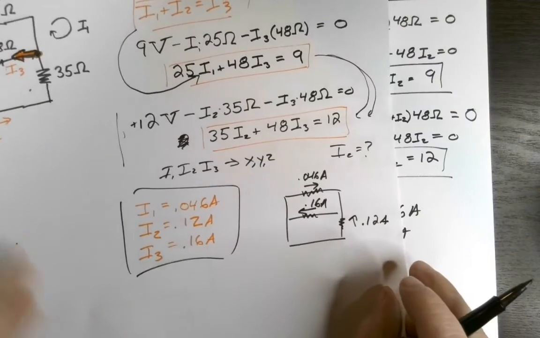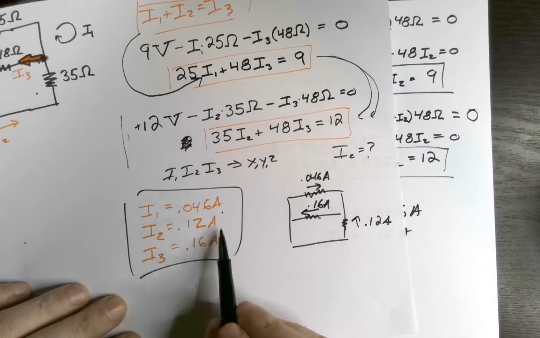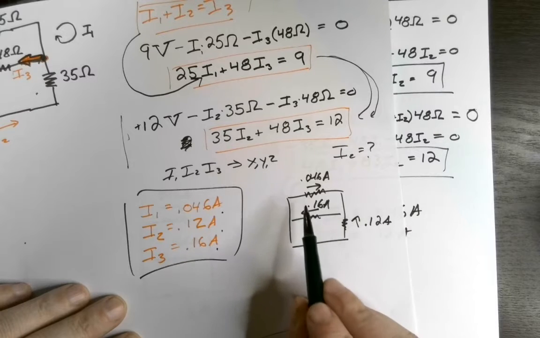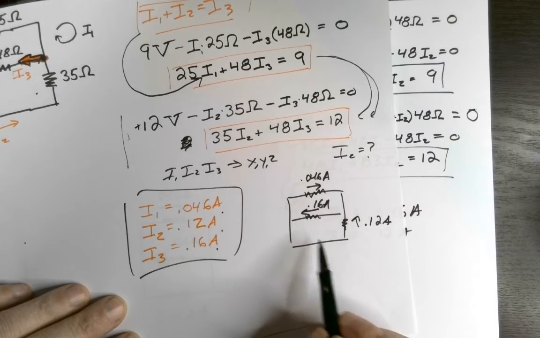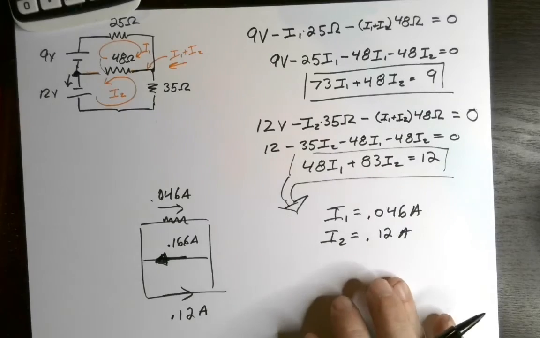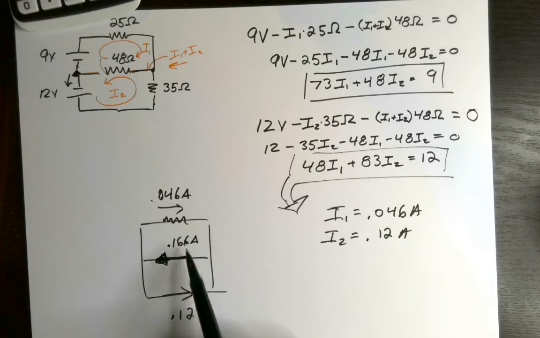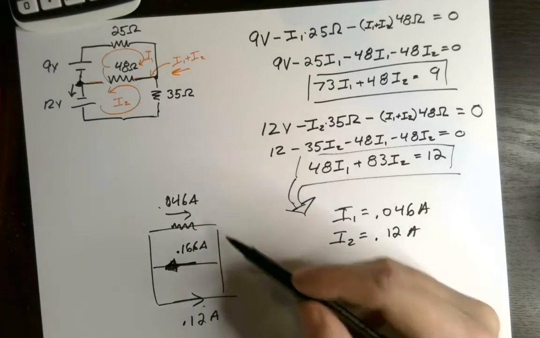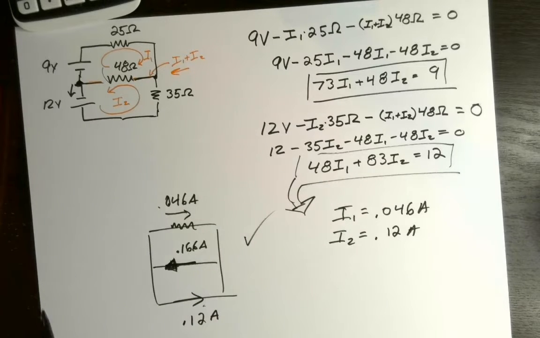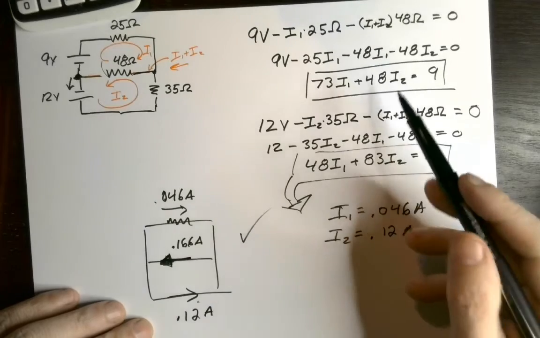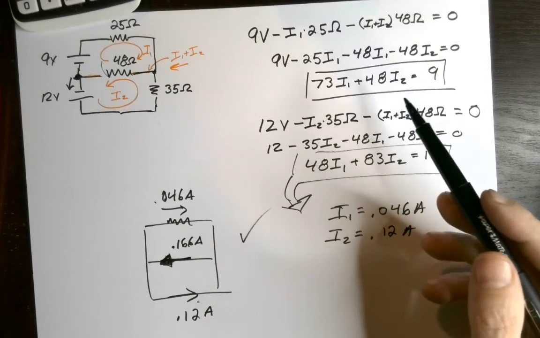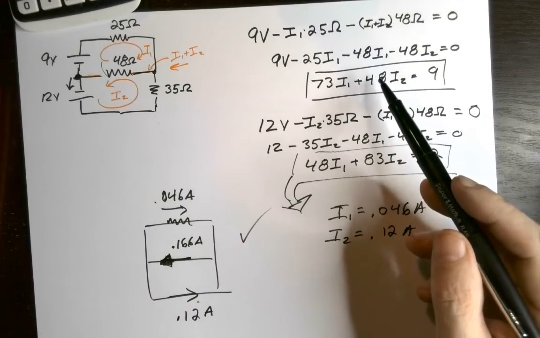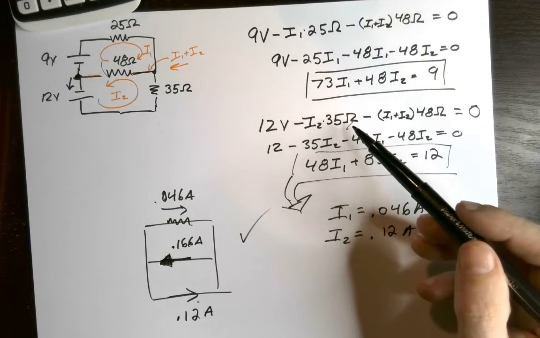And if we compare that to the answer we got last time, 0.046 that way, 0.16 this way, 0.12 that way, so it checks out. I like this method because it gives you one fewer set of equations to solve.